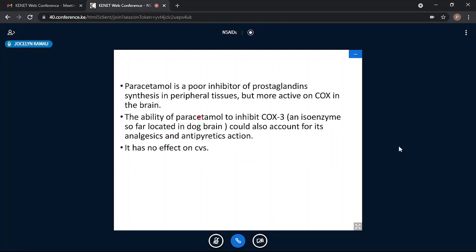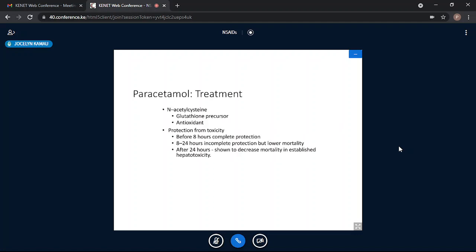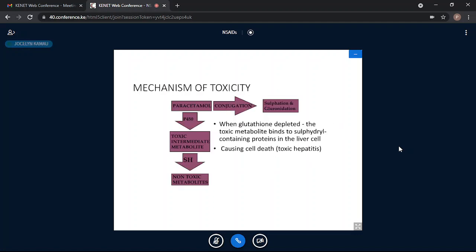Paracetamol is a poor inhibitor of prostaglandin synthesis in the peripheral tissues, but it's more active on COX in the brain. We have 3 isoforms of the COX enzyme: COX1, COX2, and COX3, which is found in the brain. The ability of paracetamol to inhibit COX3, an isoform so far located in the dog brain, could also account for its analgesic and antipyretic action. I think that is the end of our paracetamol.